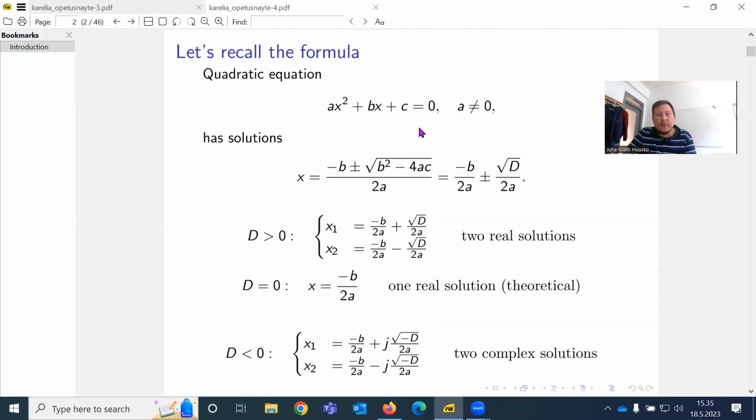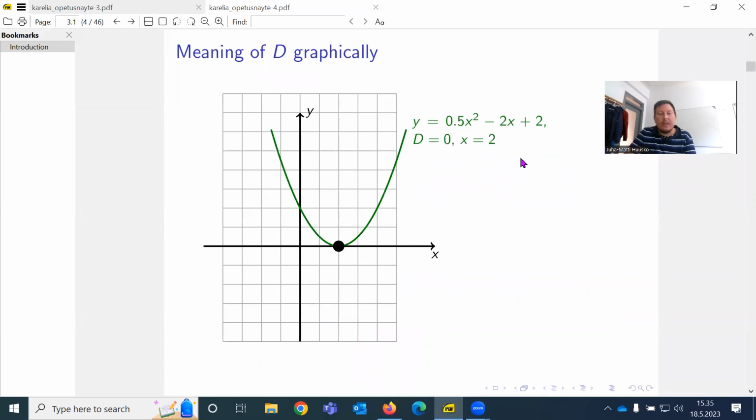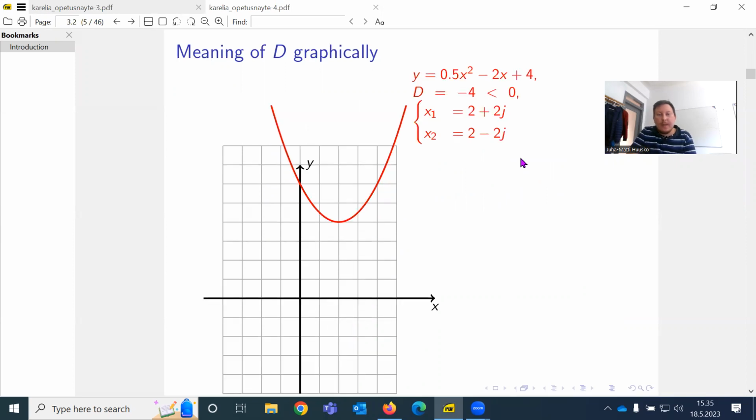A quadratic equation like this has these solutions. Depending on the discriminant d, we will have two real solutions, one real solution, or two complex solutions. In this case, the discriminant is positive and we have two real solutions. Here the discriminant is 0 and we have just one real solution. And in this case, the discriminant is negative and we have two complex solutions.